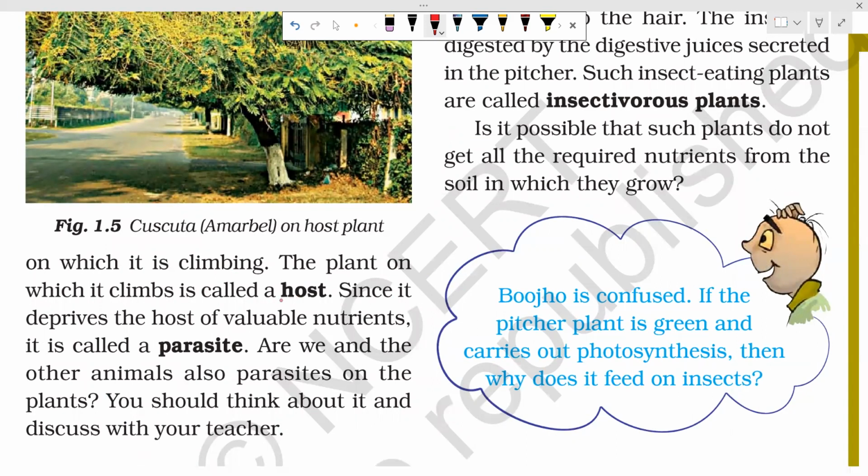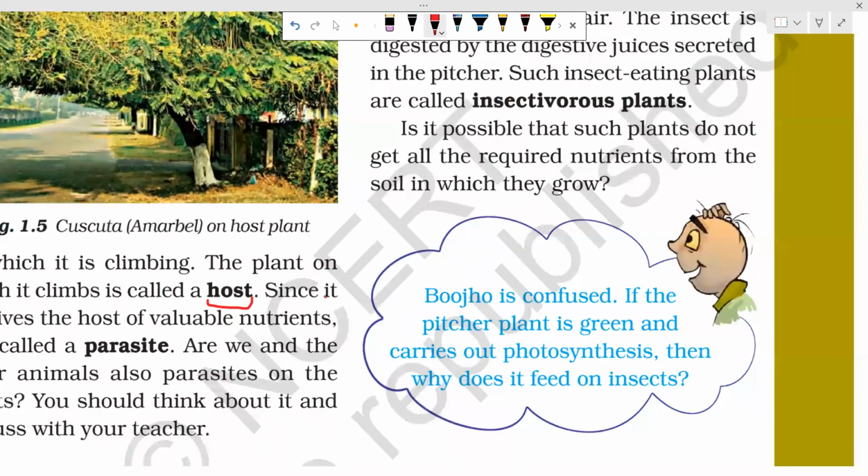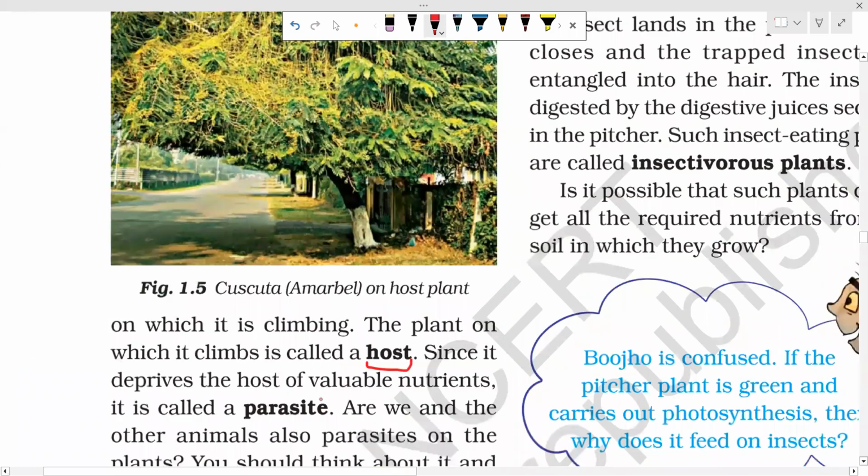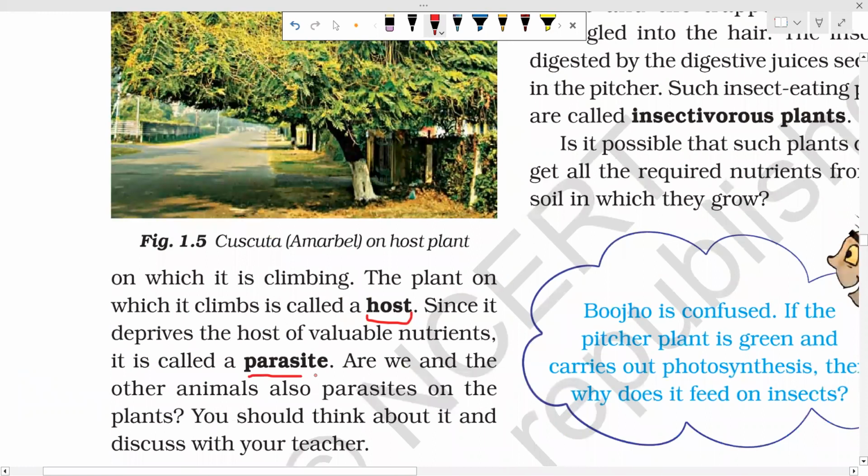The plant on which cuscuta is climbing is called the host, and the cuscuta plant is the parasite, because it depends on the nutrients. Host means someone who is welcoming, someone who is giving food. Here the green plant is the host and the cuscuta is the parasite, which is taking the valuable nutrients of food from the host.